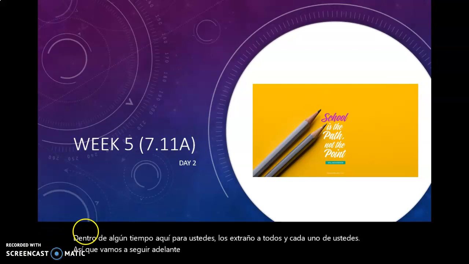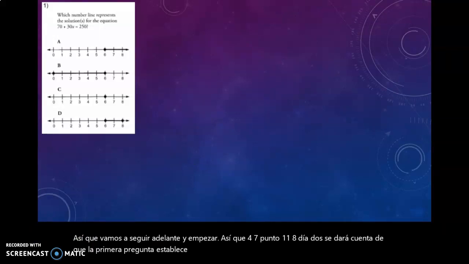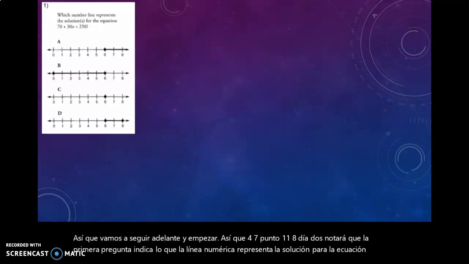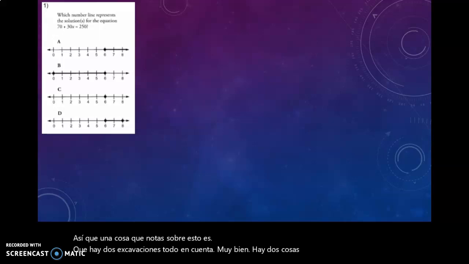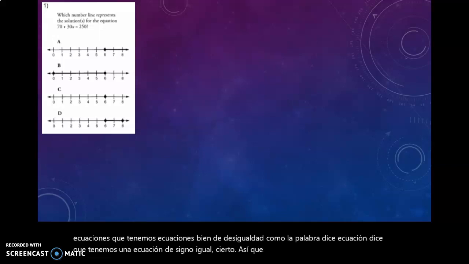So for 7.11a day 2, the first question states: which number line represents the solution for the equation 70 plus 30x equals 250? One thing you'll notice is that there are two different things to take into account: equations and inequalities. Equations, like the word says, have an equal sign. So when we have an equation, you're only going to get one answer.